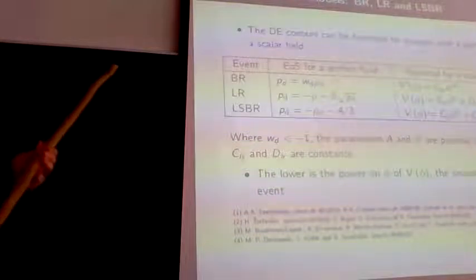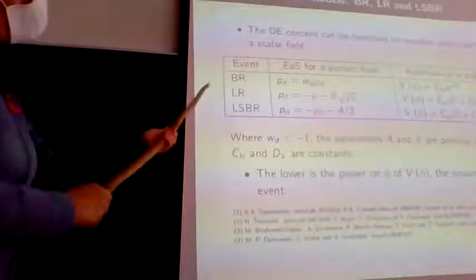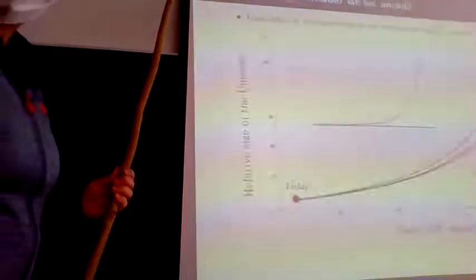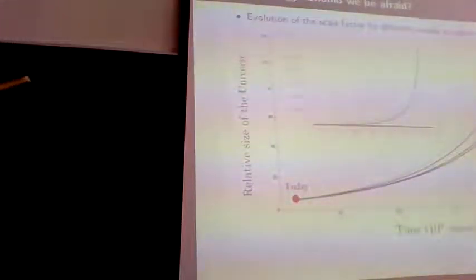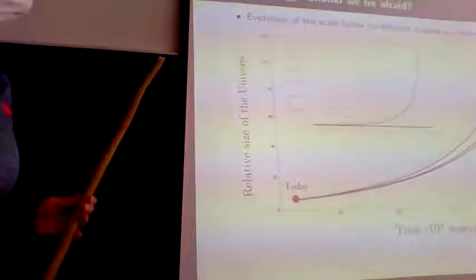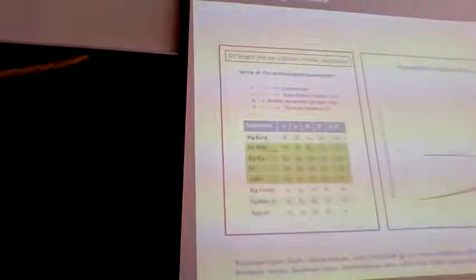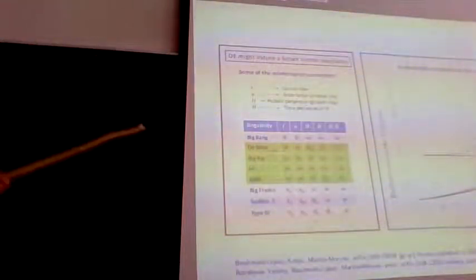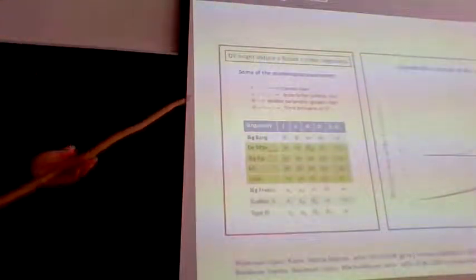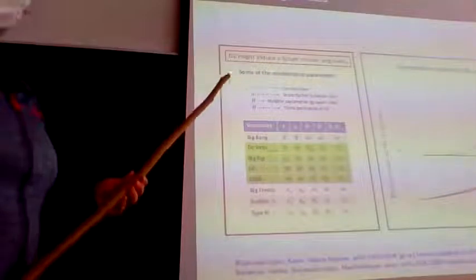Okay. Then we have, so this, as I said, is one of those singularities. Then we have smoother events like the little rip and little sibling of the big rip. And this is what is shown schematically on this plot. Okay. In any case, whether the singularity of the big rip happens or not, this would be at a very large time. At least, with the observations we have nowadays, at least of the order of the age of the universe.